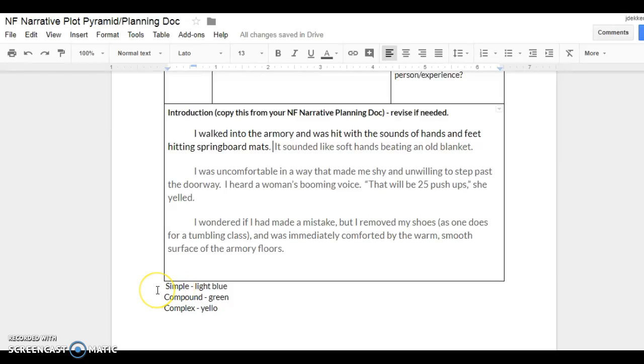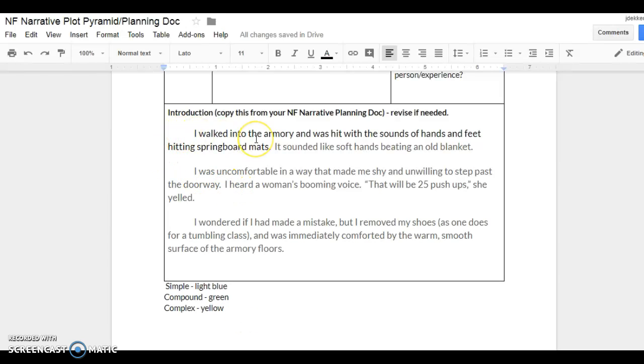So anytime I see a simple sentence, I'm going to highlight it in light blue. Anytime I see a compound sentence, I'm going to highlight it in green. And my complex sentences are going to be in yellow. And yes, yellow does need that W on the end. So I'm just going to jump right in and start at the beginning.